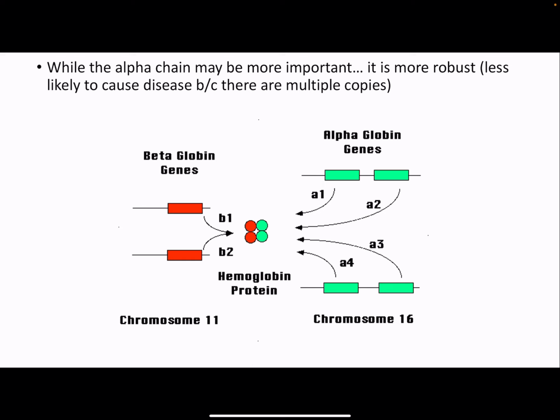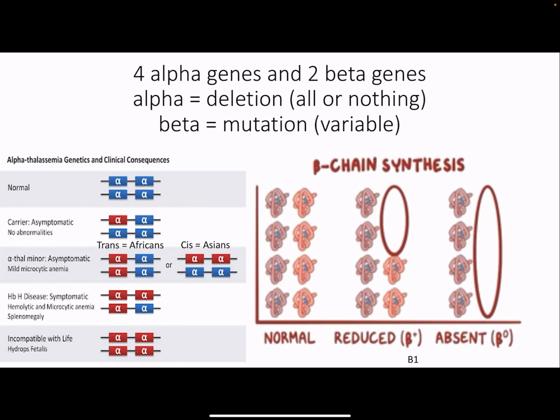So, while the alpha chain might seem more important, I guess you could consider it more robust. Maybe this is debatable, but because we have 4 copies of it rather than 2 copies of the beta globin genes. So if you lose one beta globin gene, now you only have 50% beta globin production, but you have 4 alpha globin genes. So you could arguably lose one and you could still be okay. So 4 alpha globin, 2 beta genes.